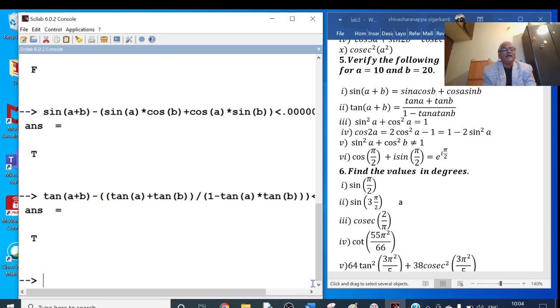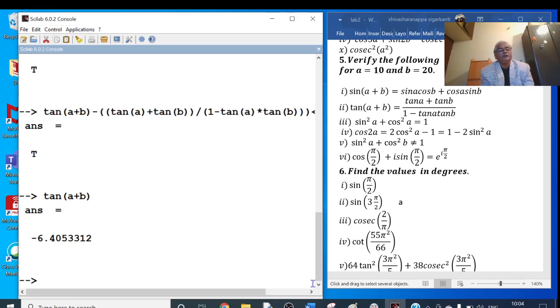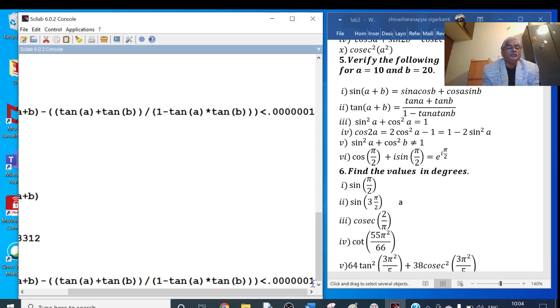Or you can find out the tan of A plus B value, tan of A plus tan of B divided by 1 minus tan A tan B, and manually you can verify, we can say that they are equal. For that I will do this, say tan of A plus B, okay, enter. I am getting minus 6 point something like this. Okay, what about this quantity?